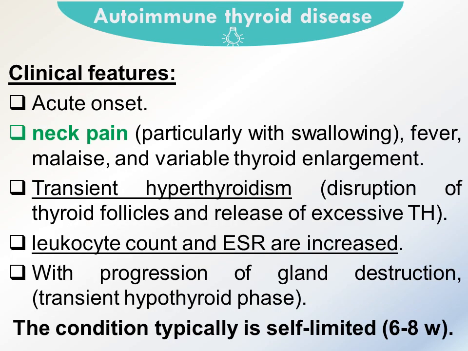Clinical features. The onset of this form of thyroiditis often is acute. It is characterized by neck pain, particularly with swelling, fever, malaise, and variable enlargement of the thyroid. Transient hyperthyroidism may occur as a result of disruption of thyroid follicles and release of excessive thyroid hormone. The leukocyte count and ESR are increased. With the progression of gland destruction, a transient hypothyroid phase may occur. The condition typically is self-limited, with most patients returning to a euthyroid state within 6 to 8 weeks.